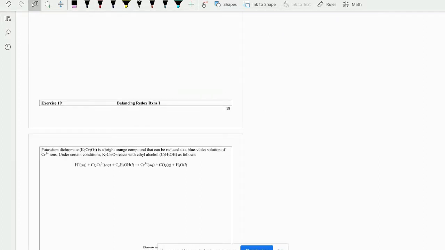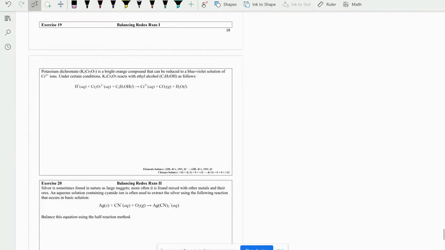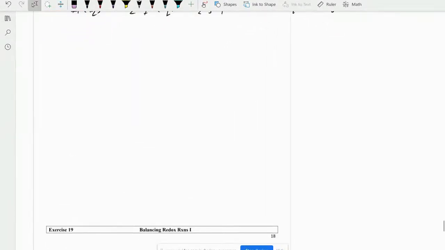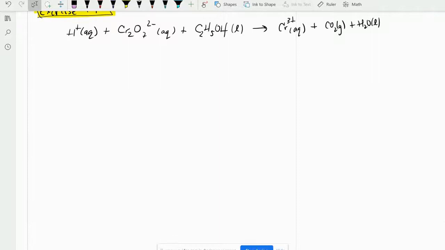My exercise 19 box kind of cut off, plus it's a really small box to do this work in. So I'm going to come back up here to the top of the page and work this problem out with my tablet and my pen here. We're going to follow those steps in the page above.